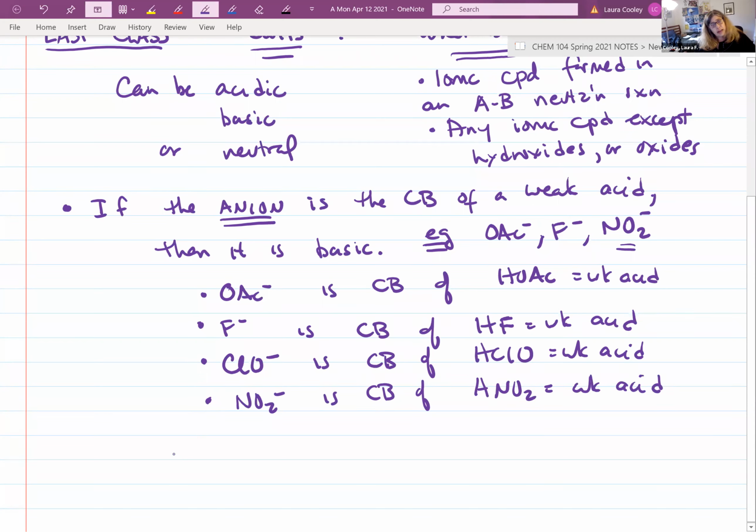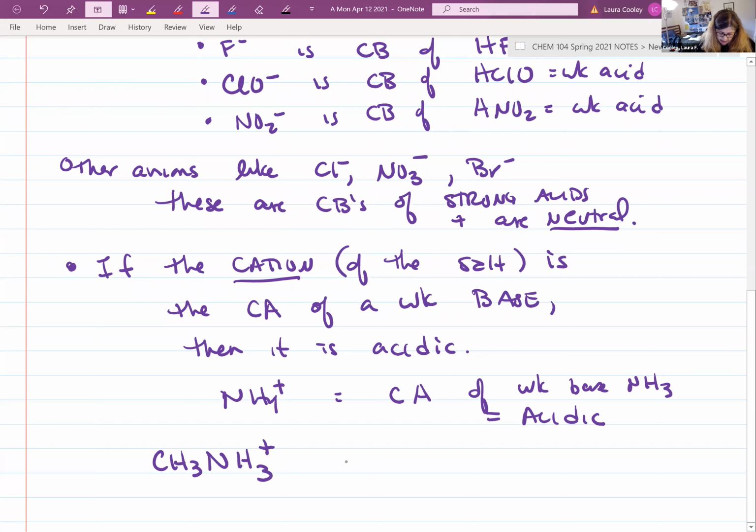Another bullet point has to do with the cation. If the cation of the salt is the conjugate acid of a weak base, then it is acidic. For example, NH4 plus is the conjugate acid of the weak base ammonia, so it is acidic. Methylamine's protonated form, CH3NH3 plus, is the conjugate acid of the weak base methylamine, and it is acidic.